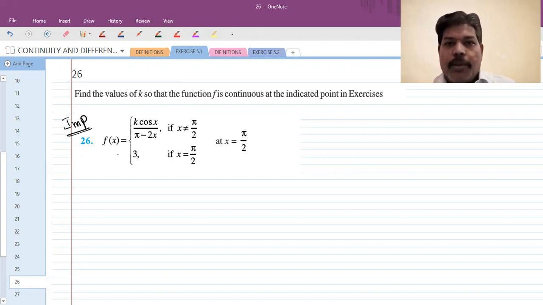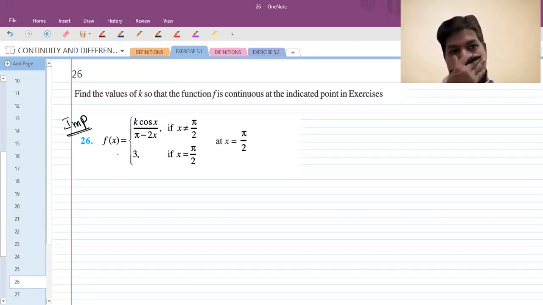That is, the limit as x extends to c minus of f of x is equal to the limit as x extends to c plus of f of x, which is equal to f of c. Then we can say that the function is continuous at x is equal to c. So here, in place of c, they have given pi by 2. So for this question, how do we calculate the k value?